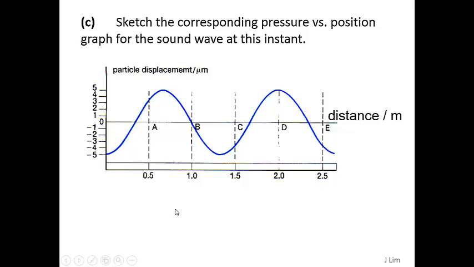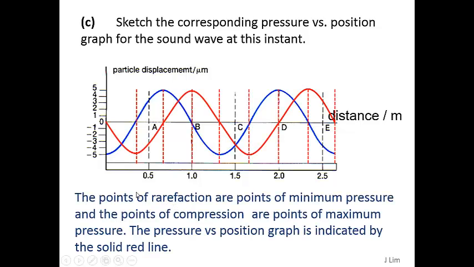Sketch the corresponding pressure versus position graph for the sound wave at this instant. Now, the points of rarefaction are points of minimum pressure, and the points of compression are points of maximum pressure. So the pressure versus position graph is therefore indicated by the solid line. So a displacement antinode is a pressure node, and a displacement node is a pressure antinode.